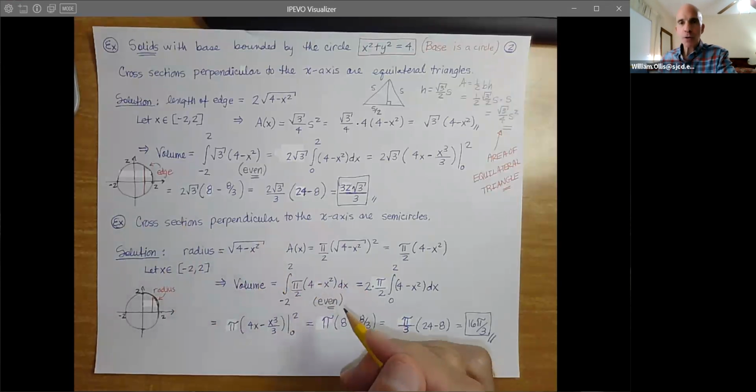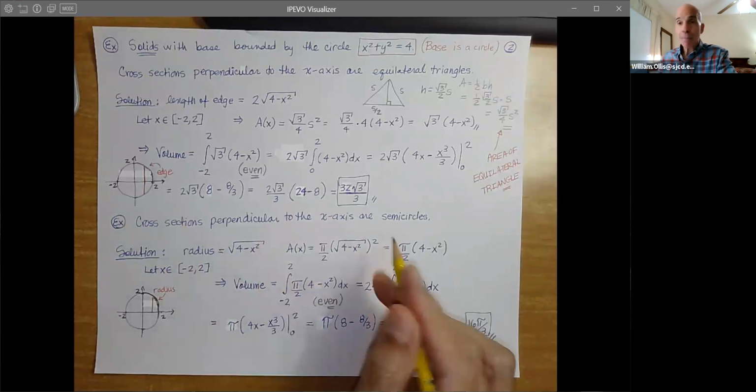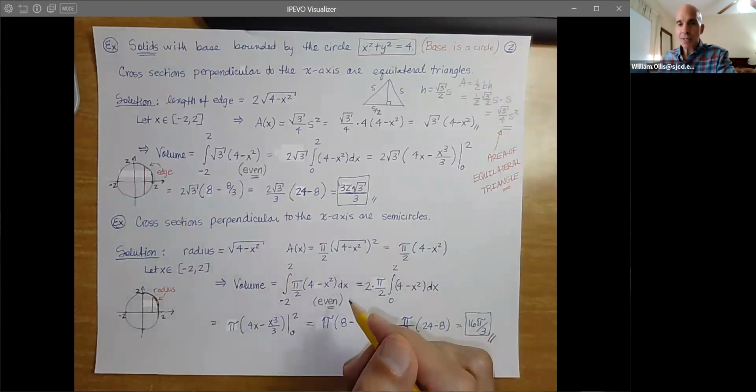And we are done with this. So I hope this will give you plenty of insight into working with volumes by cross sections. Have a good day.